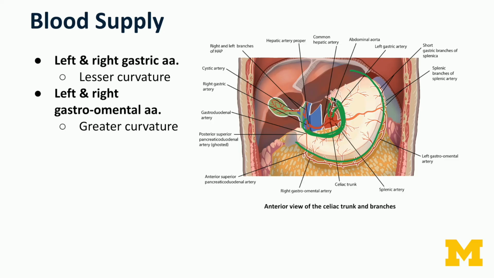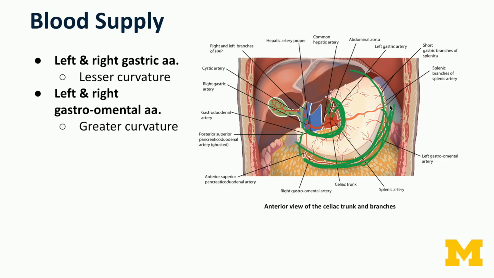The greater curvature is served by gastroomental arteries, also known as gastroepiploic arteries. So there is a left and a right gastroomental artery. The left gastroomental artery is a branch of the splenic artery, which is coming down here. The right gastroomental artery is a branch of the gastroduodenal artery, which is coming along there. And these are going to anastomose to serve the greater curvature of the stomach.